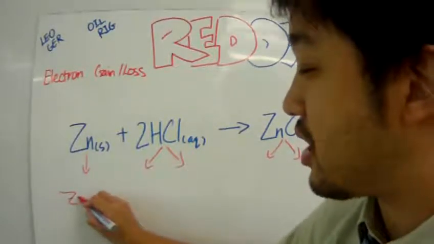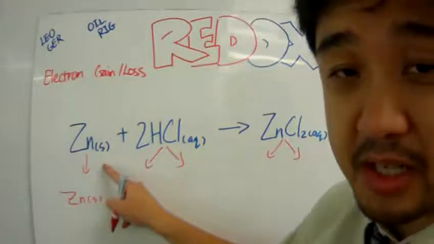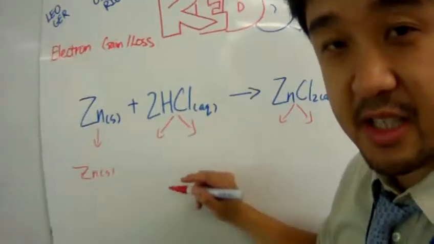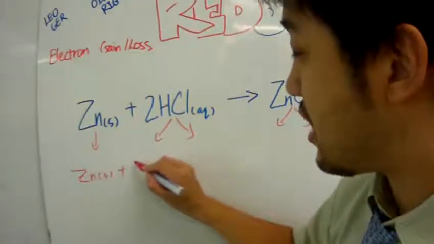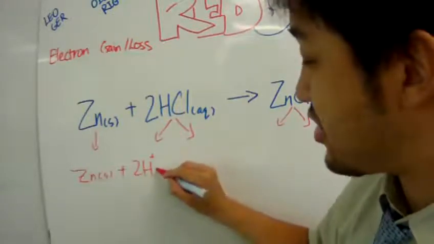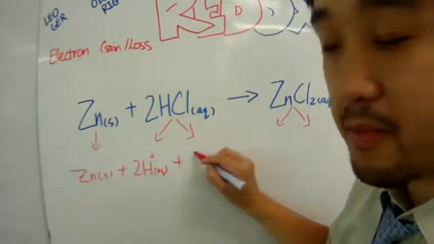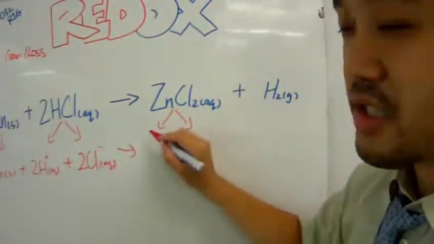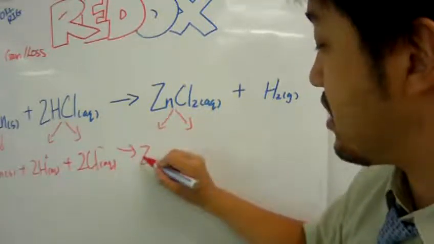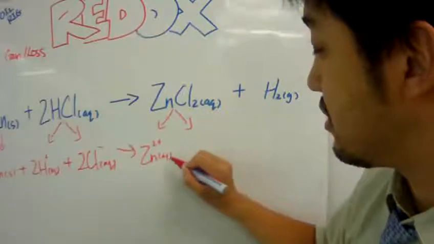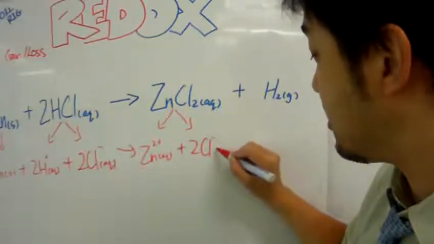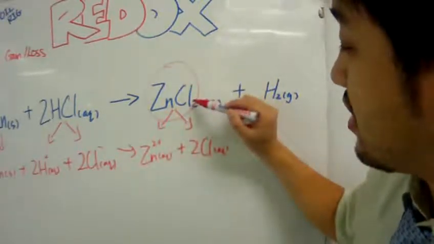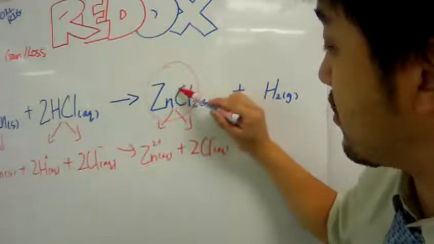Well, we'll write down the substances that do not break down. Okay, so zinc did not break down, but hydrochloric acid did. It broke down into a proton, or hydrogen ion, and it broke down into chloride. And the zinc chloride here broke down into zinc ions and chloride ions.